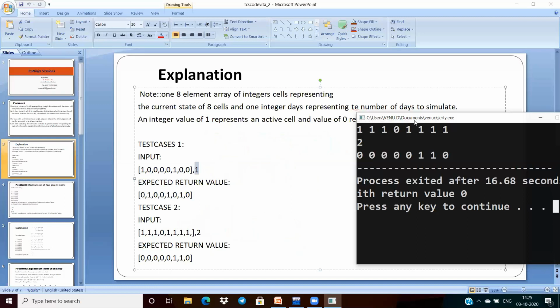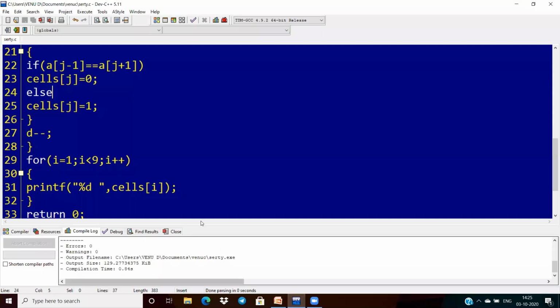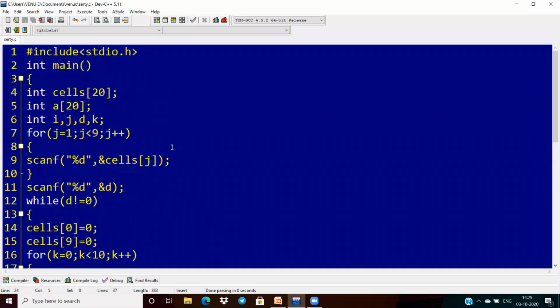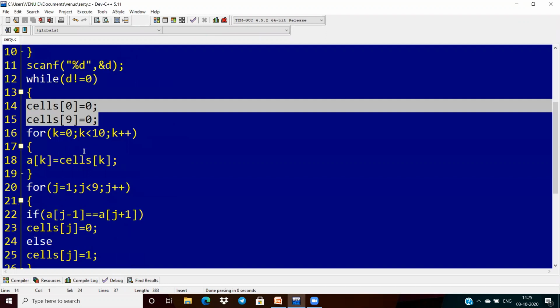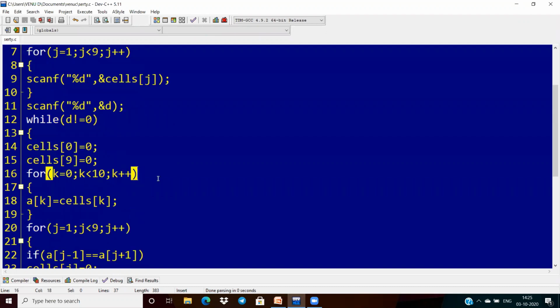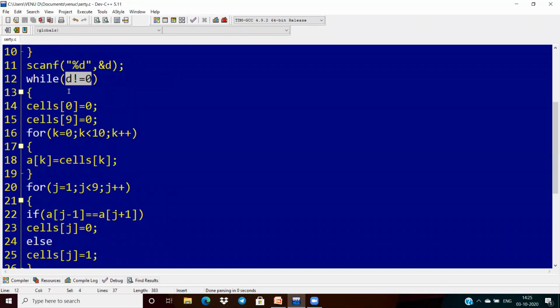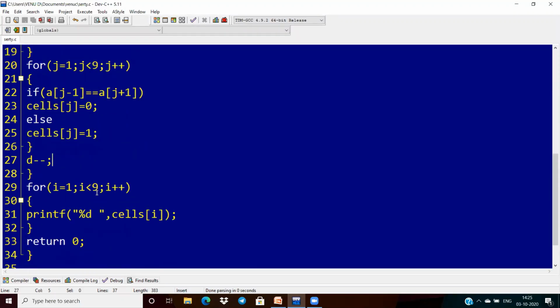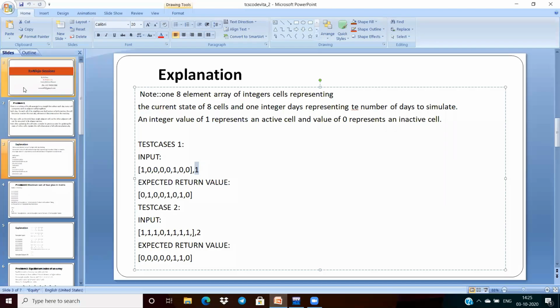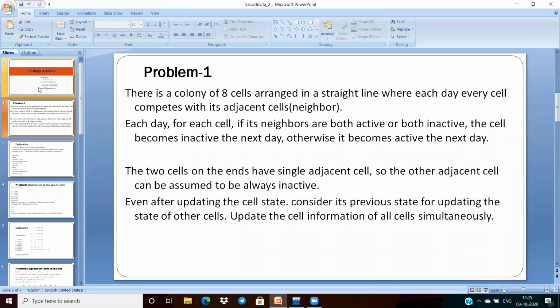So this is the code. See, finally, it's very simple. What I'm doing here, I'm storing all the index values from 1 to 8, and I have to add 0 and 0 on the left and right side. Utilizing this array, I can update the cell values. I want to update multiple times based on the number of days, so I have to keep everything within the while loop and decrement the d value. Like this you will get. So this is the first solution of TCS Ninja.